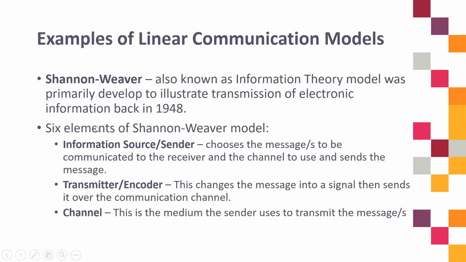So there are 6 elements of the Shannon-Weaver model. There is the information source or sender, the transmitter or emitter, the channel, the receptor or decoder, the receiver or destination, and noise. Let's start first with the information source or the sender. The sender is the one who chooses the message to be communicated to the receiver and the channel to use to send the message. So that's the role of the sender or the source.